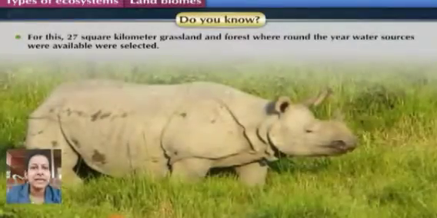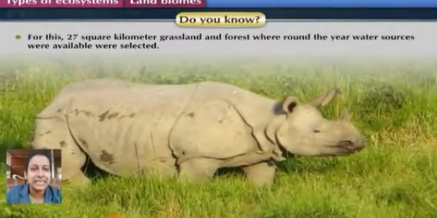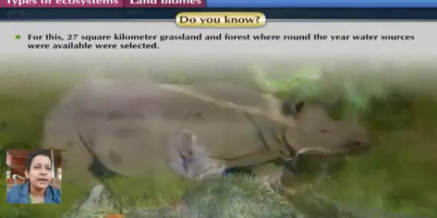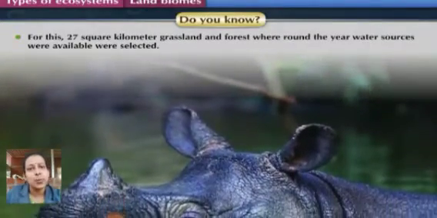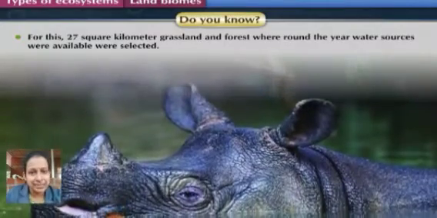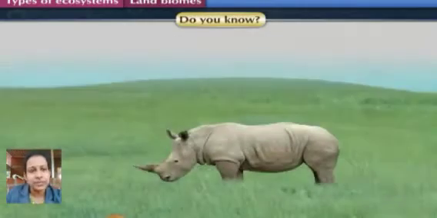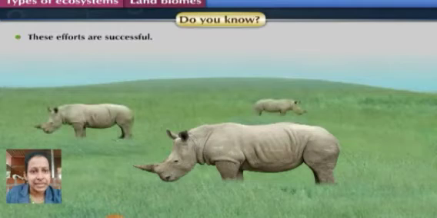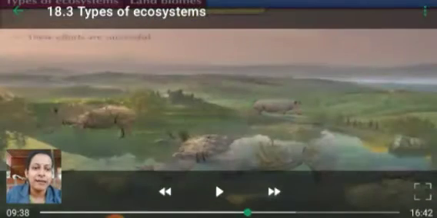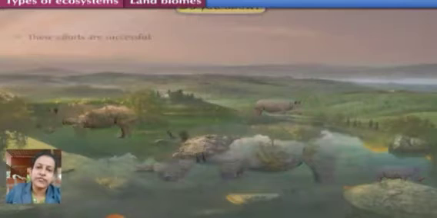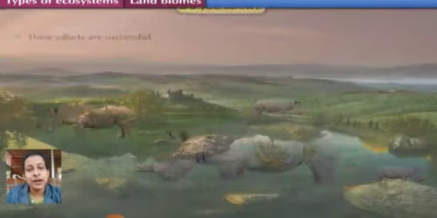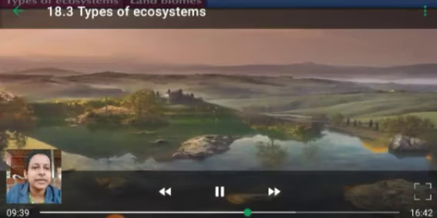For this, around 27 square kilometers of grassland and forest, where water resources were available round the year, was selected so that they could peacefully breed in captivity there. Two observatories were also established, and these efforts were successful. And now you can see that there are many single horned rhinos in the Dudhwa forest again. Let's proceed further with the next part of the lesson.